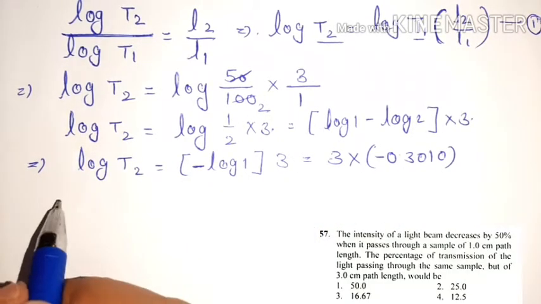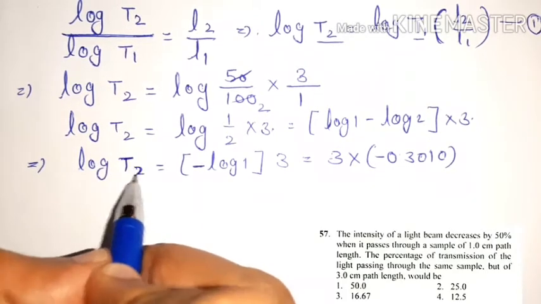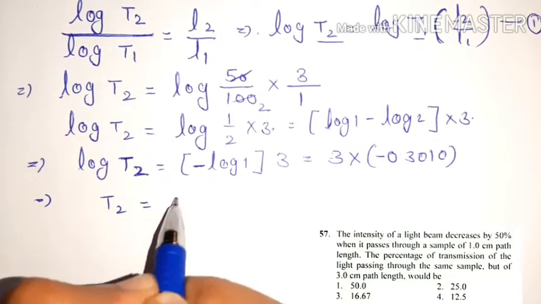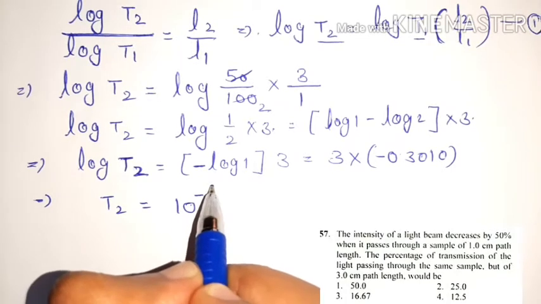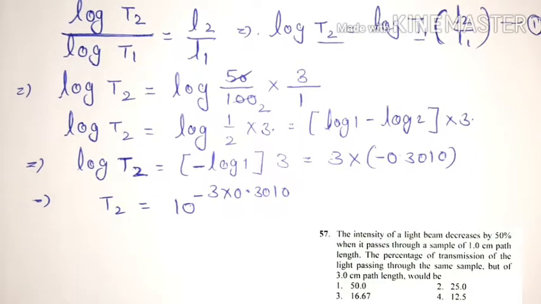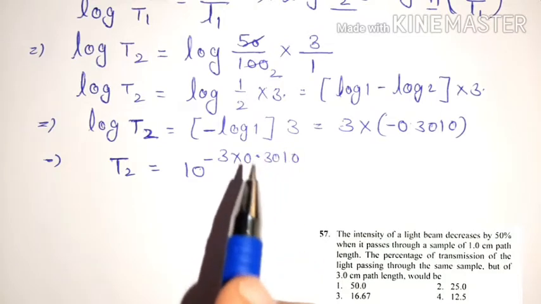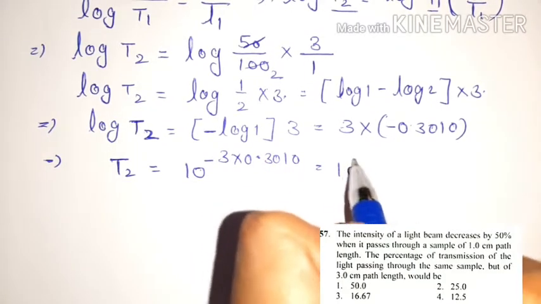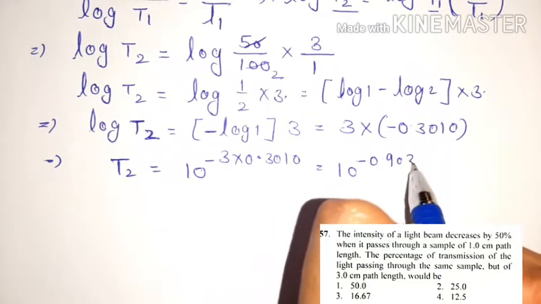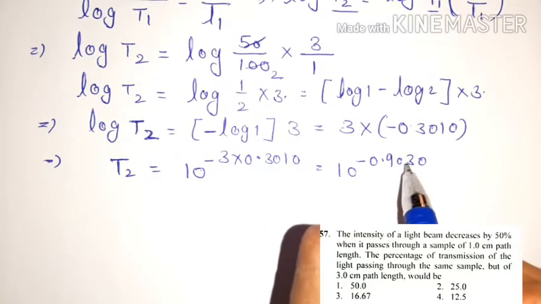Okay, so finally when you convert log T2 into simple integer form, it will be T2 equals 10 to the power minus 3 into 0.3010. This is a conversion of log into simple integer. It is very well known. So it will become 10 to the power minus 0.9030. 3 multiplied by 0.3010 will become minus 0.9030.